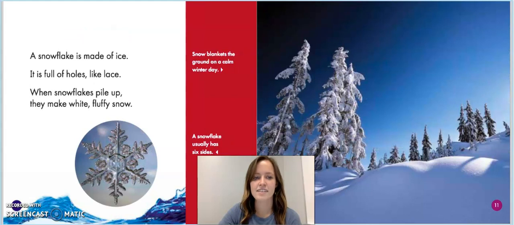A snowflake is made of ice. It is full of holes, like lace. When snowflakes pile up, they make white fluffy snow. Snow blankets the ground on a calm winter day. A snowflake usually has 6 sides.